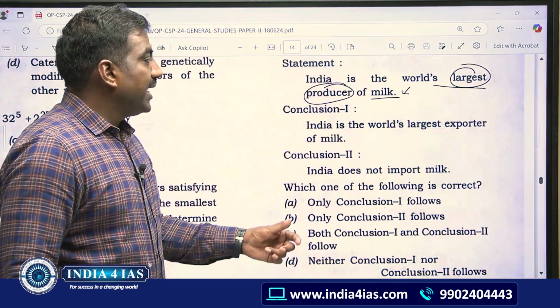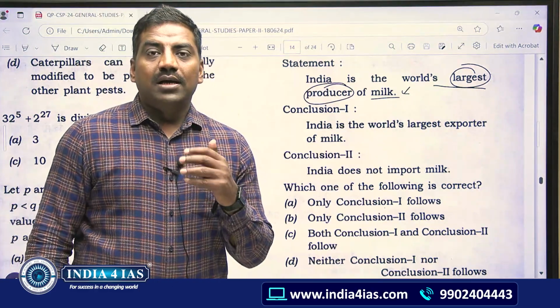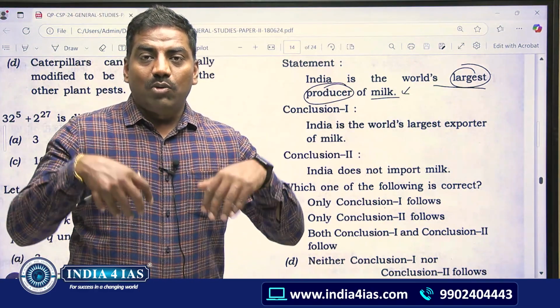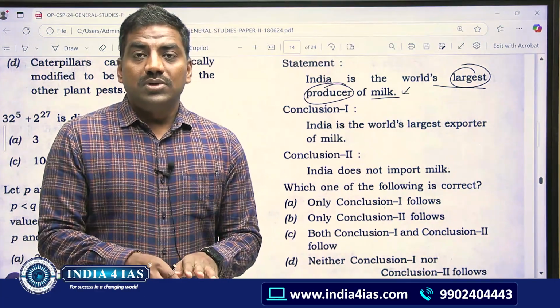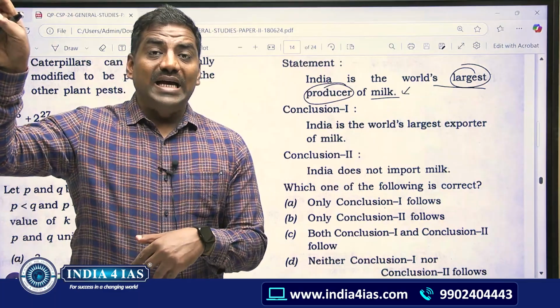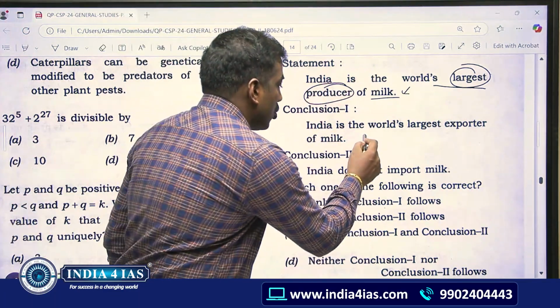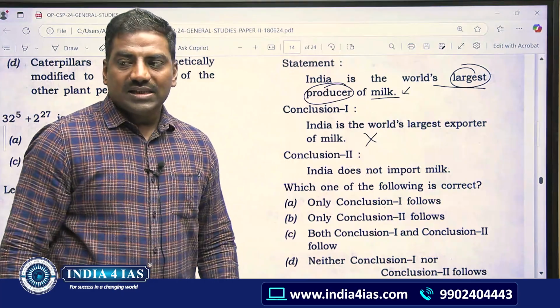Conclusion 1: India is the world's largest exporter of milk. It doesn't mean that we are the largest exporters. For example, whatever we produce, we consume. In that case, zero exports. Or we might be producing the highest, still we import. That information is not there. So you cannot conclude anything unnecessarily.